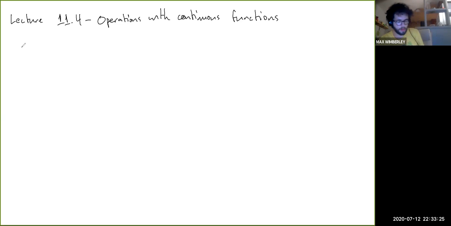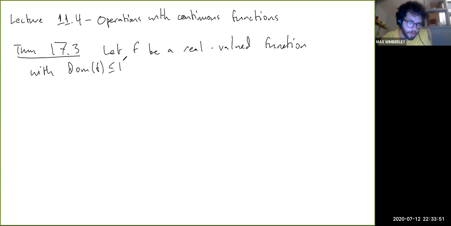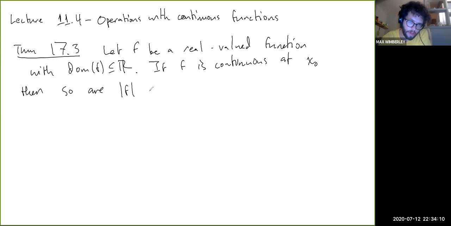So the first one here is theorem 17.3. Let f be a real valued function with the domain of f contained in R. If f is continuous at x naught, then so are the absolute value of f and kf for any real constant k.